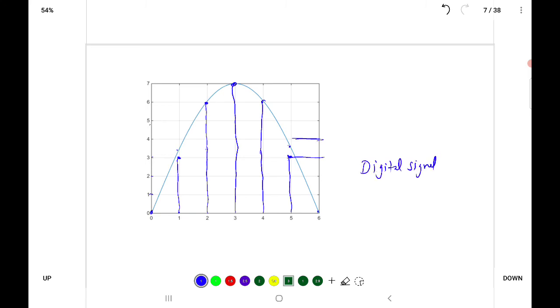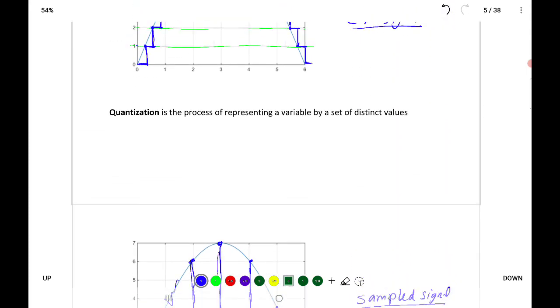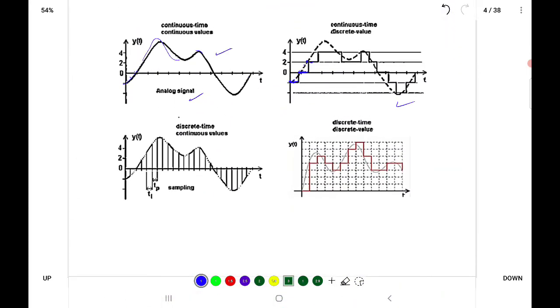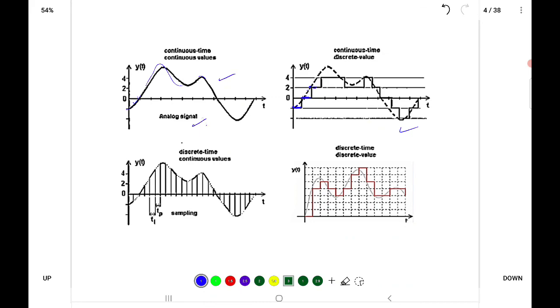So now we know the difference between the 4 types of signal. That's the analog signal, continuous time, continuous values. This one, the quantized signal, which has continuous time, discrete values. And this one, the sampled signal, discrete time and continuous values. And the last one, the digital signal, which is discrete time and discrete values.